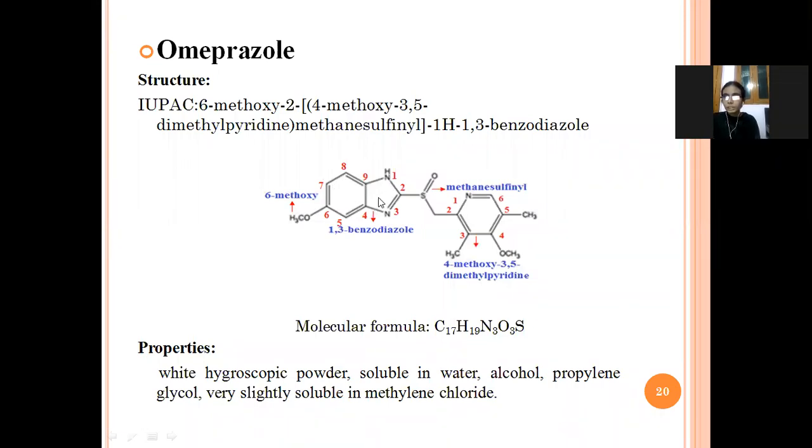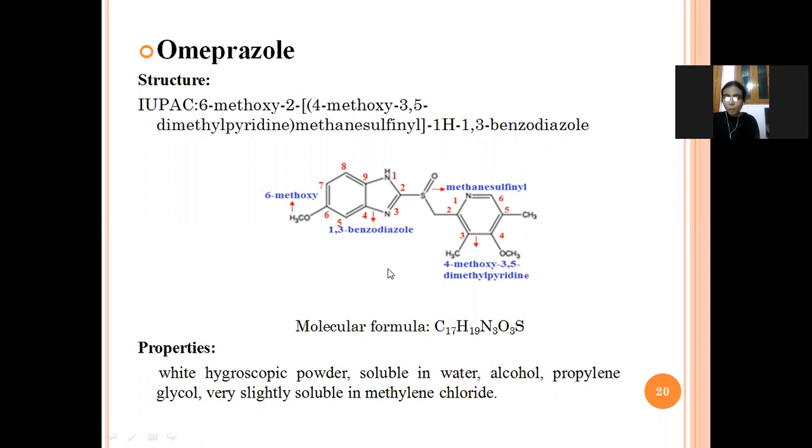So this is the structure of 1,3 benzodiazole, 6-methoxy, 2 methane sulfonyl, 3,5 dimethyl 4-methoxy pyridine. So this is the structure and IUPAC name.